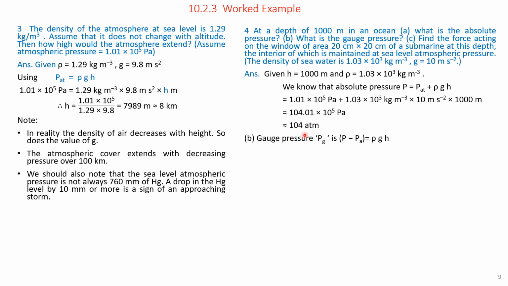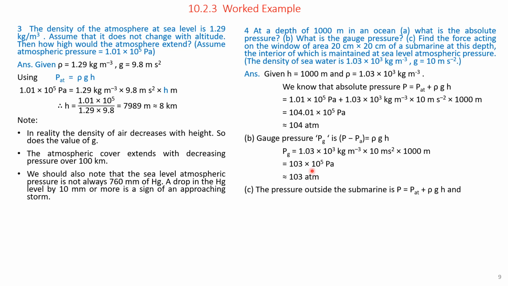Now second part is we have to calculate the gauge pressure. Let the gauge pressure be represented by the letter Pg. Pg, we know, is the absolute pressure minus atmospheric pressure, that is P minus Pa is equal to rho gh. Substituting the values we get 1.03 into 10 to the power of 3 into 10 meters into 1000 meters. Therefore that is equal to 103 into 10 to the power of 5 pascals. Therefore that is equal to 103 atmospheres.